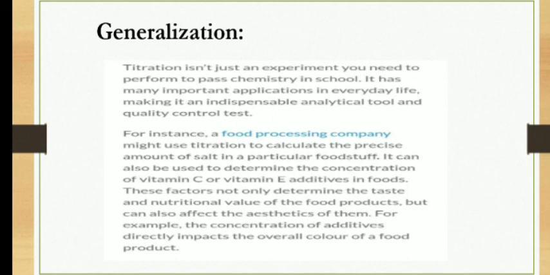So for generalization, titration isn't just an experiment you need to perform to pass chemistry in school. It has many important applications in everyday life, making it an indispensable analytical tool and quality control test. For instance, a food processing company might use titration to calculate the precise amount of salt in a particular foodstuff. It can also be used to determine the concentration of vitamin C or vitamin E additives in foods. These factors not only determine the taste and nutritional value of the food products, but can also affect their aesthetics. For example, the concentration of additives directly impacts the overall color of a food product.